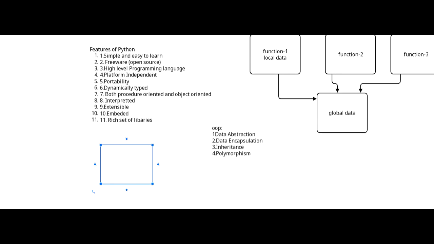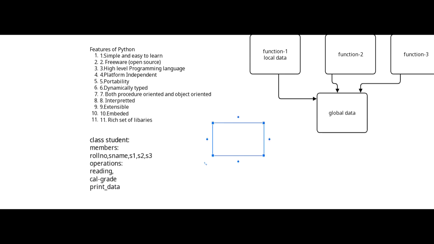See, in function-oriented programming language, members are separate, methods are separate. Whereas in object-oriented programming language, what we can do? We can create a class consisting of, we can wrap up members and methods into a single unit known as class. This feature we'll call it as data encapsulation. What is meant by data encapsulation? Wrapping up of members and methods into a single unit is known as data encapsulation.